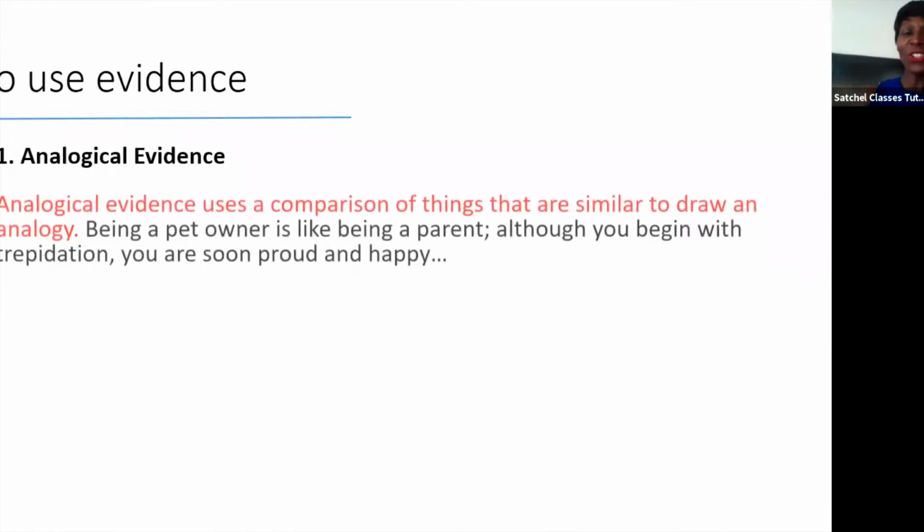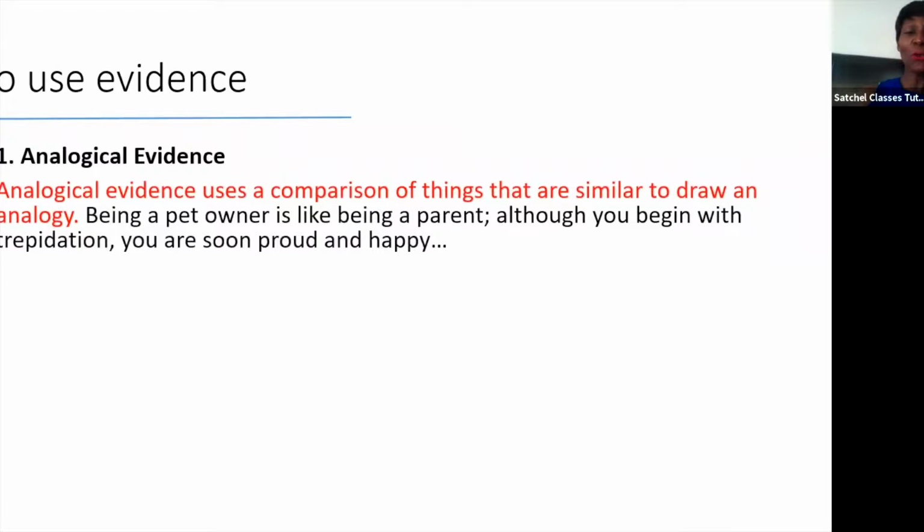One of them is called analogical evidence, which means you use an analogy. An analogy is just a comparison to draw similarities to something. So, for example, if you were talking about owning pets, you could say being a pet owner is like being a parent, because although you begin with trepidation, you're soon proud and happy, but then you talk about the burden and responsibility. So this kind of evidence is really appealing to your audience because it simplifies a concept, and something that they understand is being compared with something that might be new, and you're able to get your viewpoint across quite clearly.